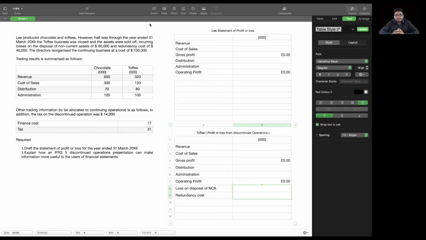Trading results are summarized as follows. You have chocolate and toffees trading results given to you. Other trading information to be allocated to continuing operations is as follows. So these are related to chocolate. In addition, the tax on discontinued operation was 14,000. So that's the tax on toffee. You are required to draft the statement of profit or loss for the year ended 31st March 2006.